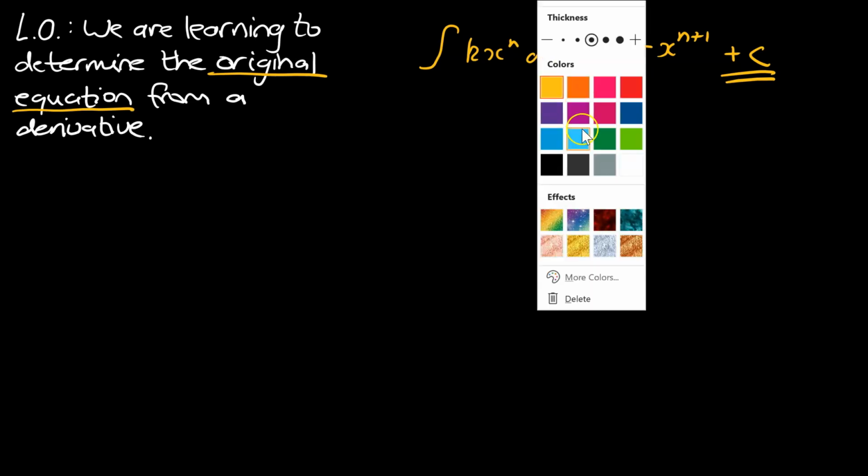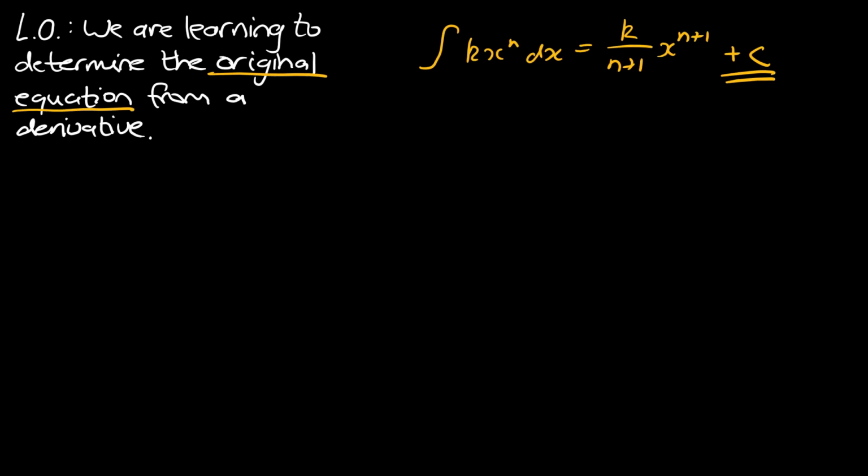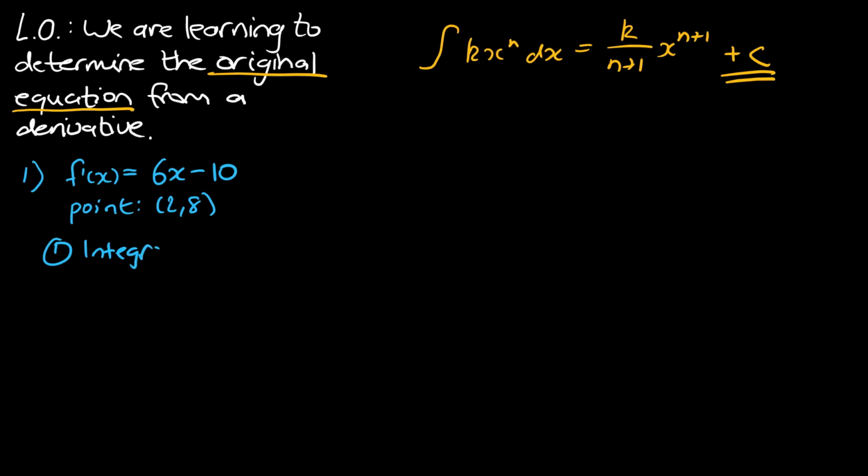So let's change pen colors, and I've got two examples that I want to go through today. Question 1: if the derivative is equal to 6x minus 10, and the original graph intercepts, or goes through, (2, 8), what would the original equation be? There's a two-step process for this. First step, you do need to integrate to answer this question. So let's get into that.